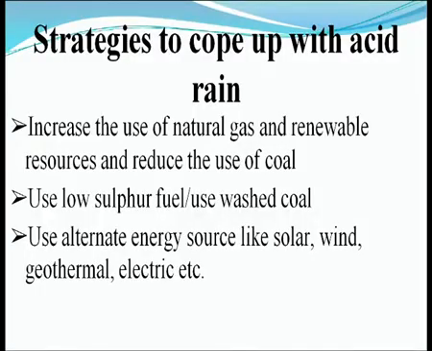Strategies to cope with acid rain: increase the use of natural gas and renewable resources and reduce the use of coal. Use low sulfur fuel, use washed coal, or use alternative energy sources like solar, wind or geothermal energy.